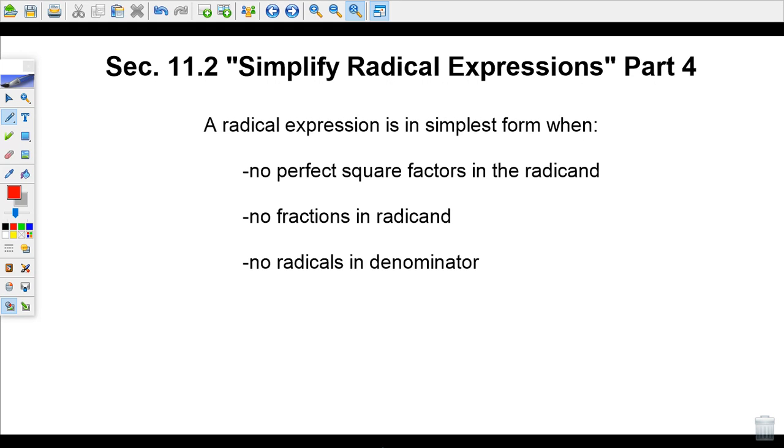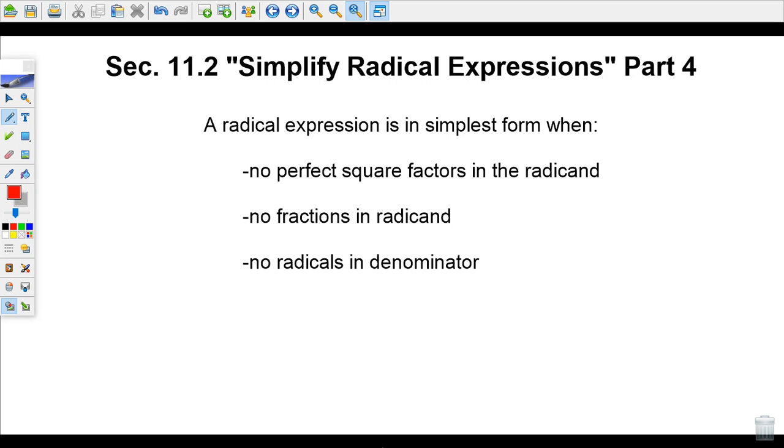So I want to remind you of our three conditions. I know that you're familiar with them. I'm sure you have written them down in your notebook. But these are just things we need to keep in mind after we simplify or after we do the operations with the expression.